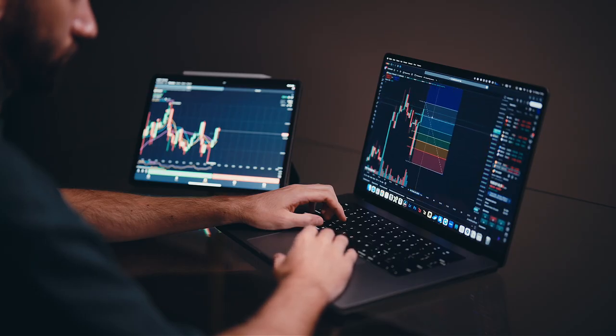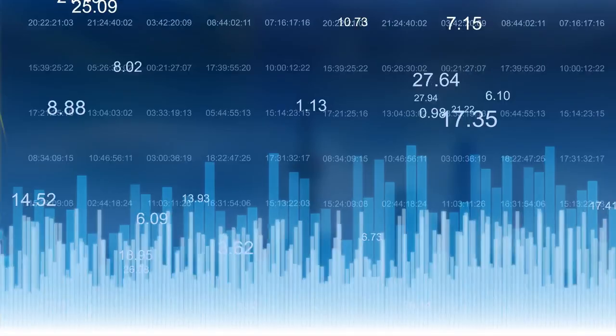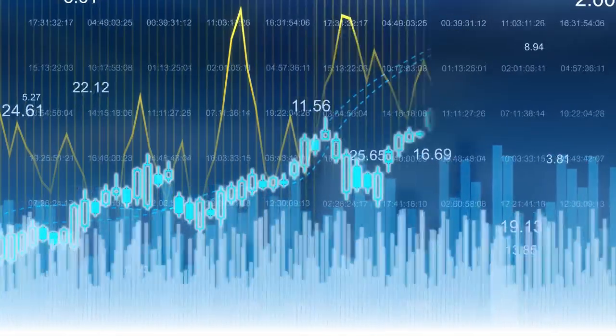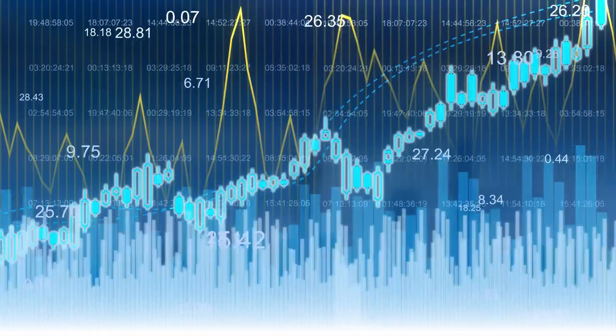Here's what most traders miss. They look at the daily and think neutral, I'll wait. But the 4-hour chart is screaming a different message.